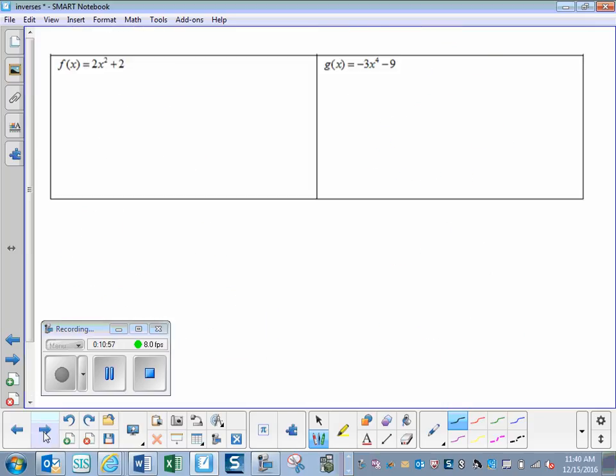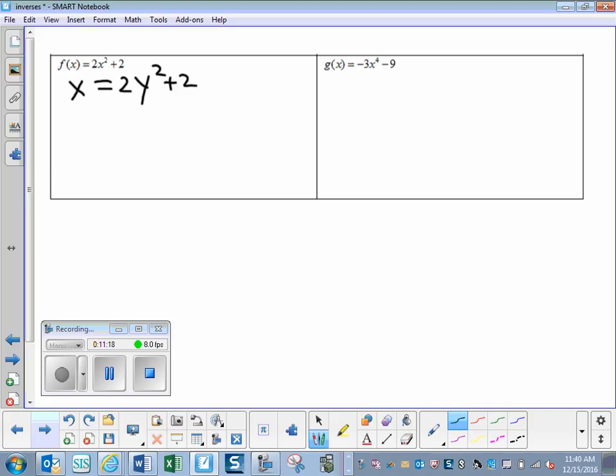So here it gets a little bit more complicated, just a little bit. We have squares to worry about. So the first step is exactly the same. I'm just rewriting, switching x and y places. So x equals 2y squared plus 2. You don't have to use y, you can use f of x. It's just easier for me to write.